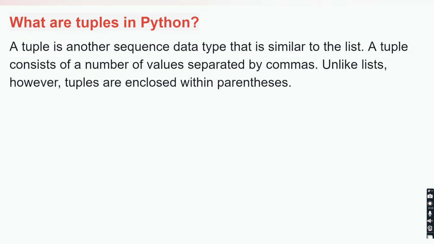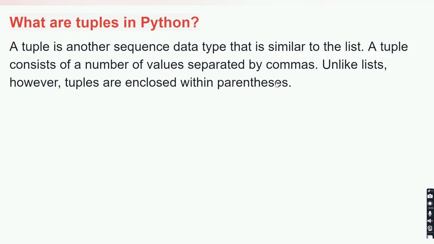A tuple is another sequence data type that is similar to the list. It is used to store a sequence of data inside a particular variable. A tuple consists of a number of values separated by commas. In a list also we can separate multiple values with commas. Unlike lists, however, tuples are enclosed within parentheses. Lists are enclosed within square brackets, but tuples are enclosed within parentheses.